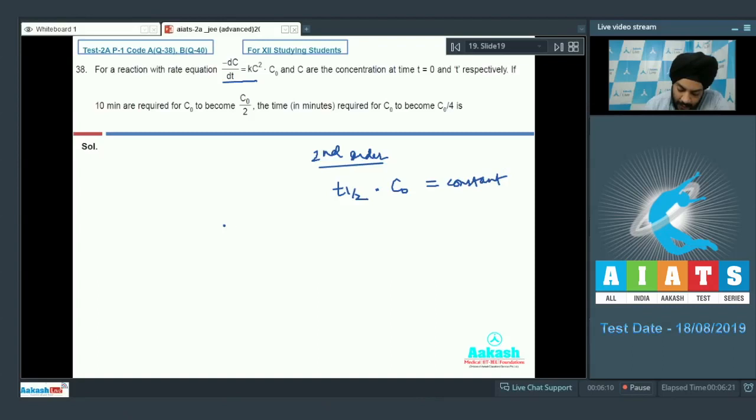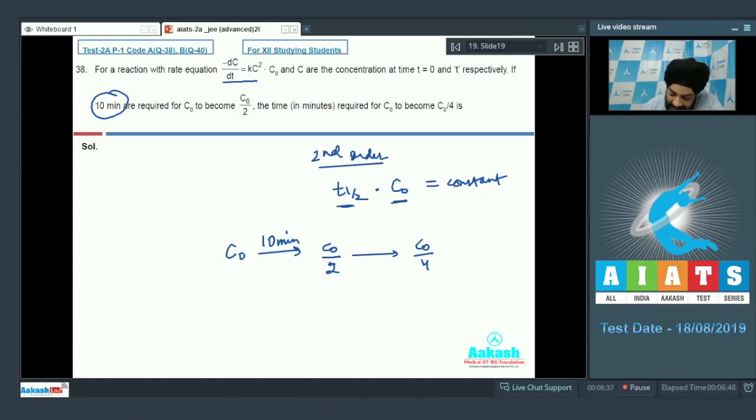Okay, so if you talk about the time required from C0 to C by 2, this represents the half-life. It is given to us that 10 minutes are required for this conversion. So the half-life will be 10 minutes in this case. Now if we talk about the time required from C0 by 2 to become C0 by 4, we had seen that the product of the half-life and the initial concentration is constant.